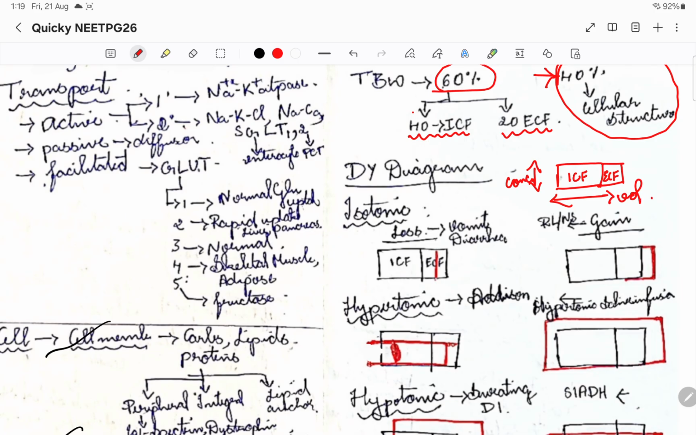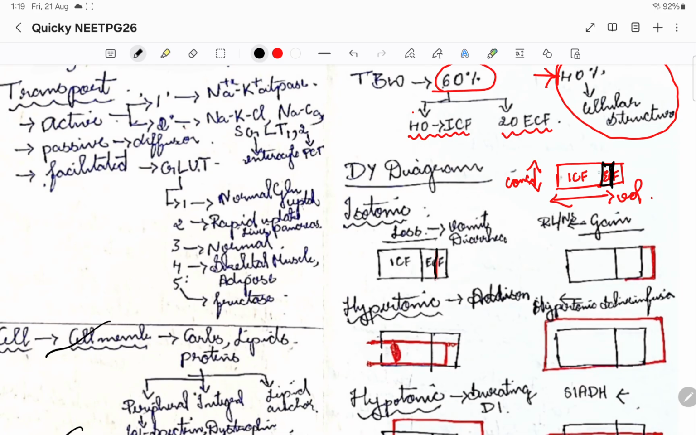Okay, now that you have the orientation of this diagram, let us see what happens in different case scenarios. If there is isotonic loss, then there won't be any concentration difference. This is an isotonic fluid, so the y-axis will be normal, there won't be any change, whereas on the x-axis there will be a loss of fluid. Loss of fluid will always be from ECF, so that is why the volume has decreased.